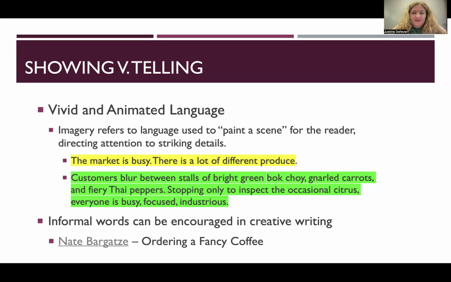And if we just take a look at these two sentences right here, we have very different images in our mind's eye. The market is busy, there's a lot of different produce. Okay, not horrible, but we can see in our head the stalls of bright green bok choy, the gnarled carrots, fiery Thai peppers that are mentioned in the second example. We can tell that it is busy because stopping only to inspect the occasional citrus. Everyone is busy, focused, and industrious. We get a sense of the chaos that is going on based on the language that's used.